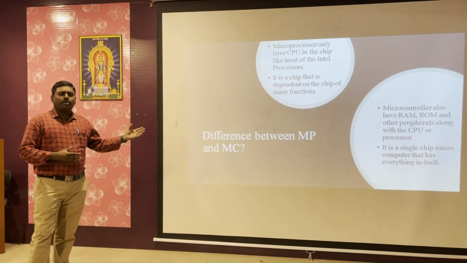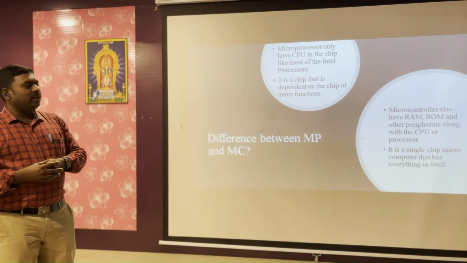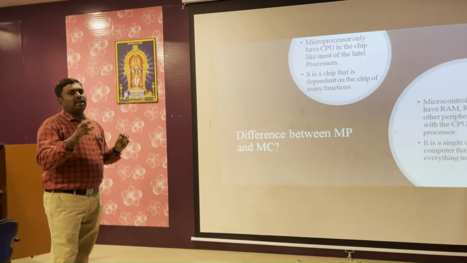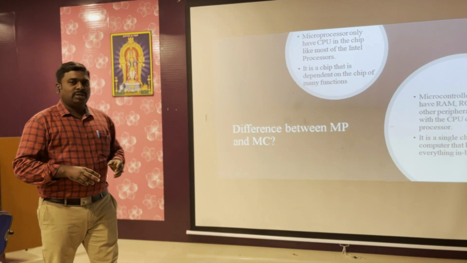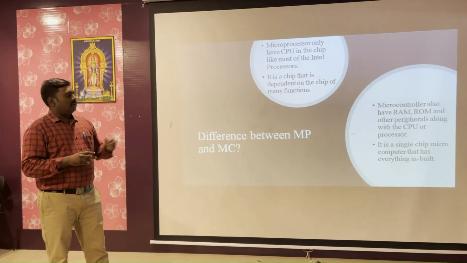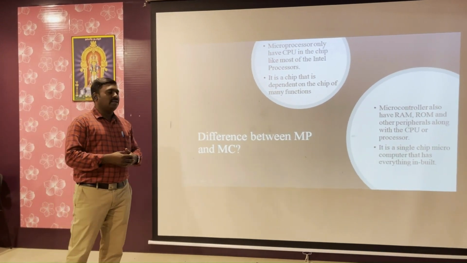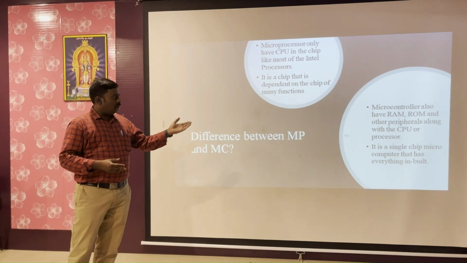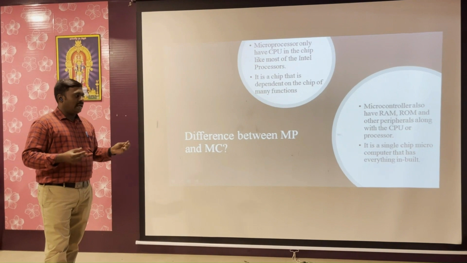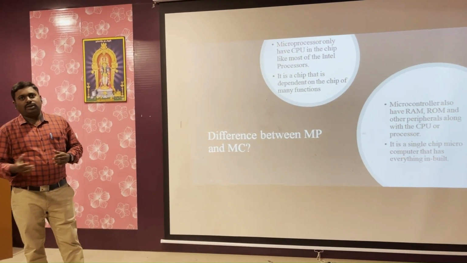Difference between a microprocessor and a microcontroller. As I said, a microprocessor has only the CPU in the chip, like most of the Intel processors. The chip is dependent on other chips for many functions. The controller also has RAM, ROM, and other peripherals along with the CPU. It is a single chip which contains everything built in, like a computer. That is the difference between a processor and a controller.